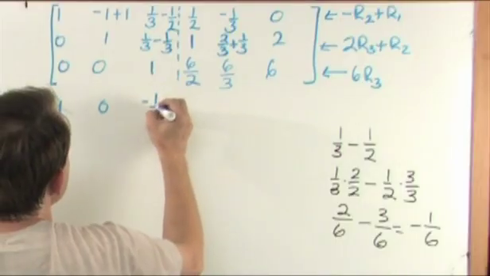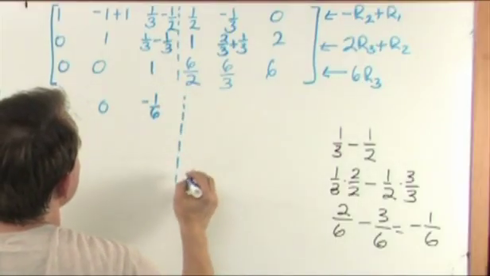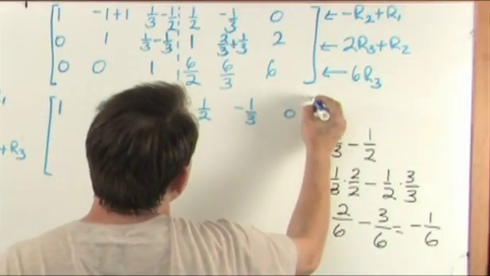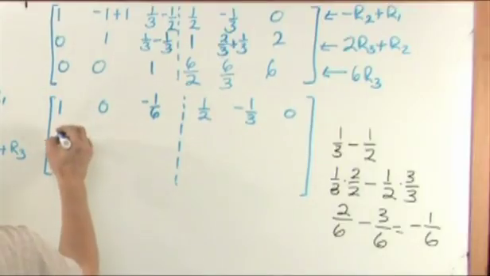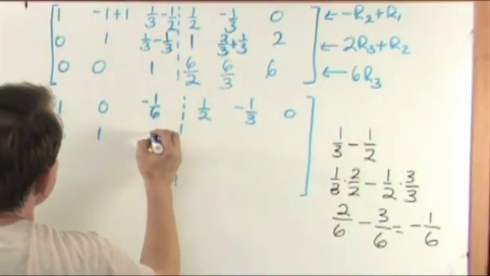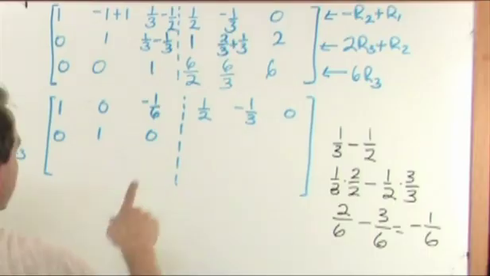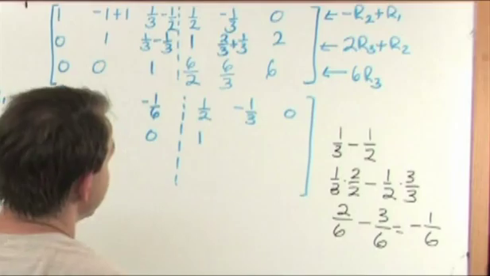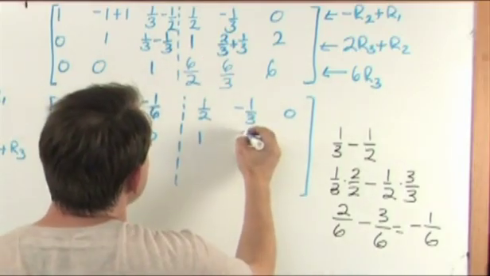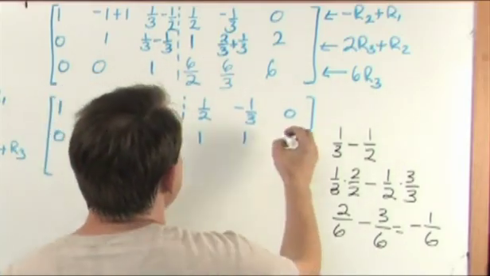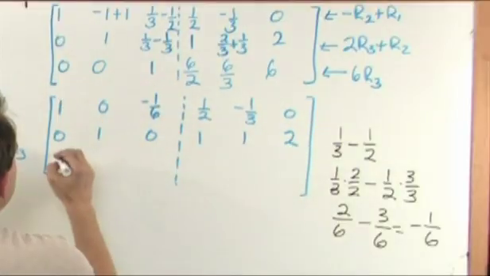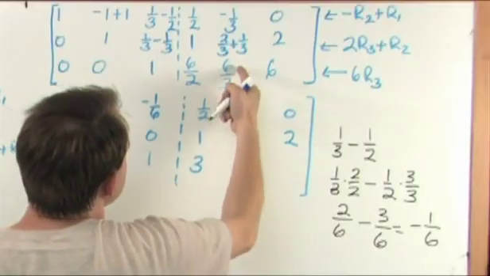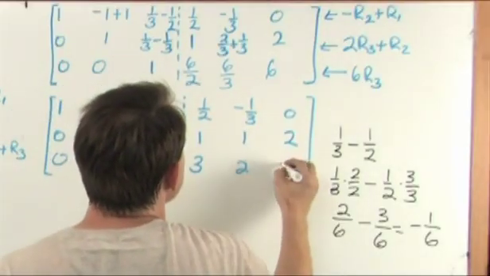So -1/6 augmented. Over here you have 1/2. You have -1/3, and you have 0. Second row, you have 0, 1. Third minus a third is 0. Okay, over here you have 1, 2/3 plus 1/3. You can see right there that's going to give you 3/3, which is going to give you 1. And then you're going to have the 2. And then over here you're going to have 0, 0, 1. 6 divided by 2 is going to give you 3. 6 divided by 3 is going to give you 2. 6 is just going to come along for the ride.